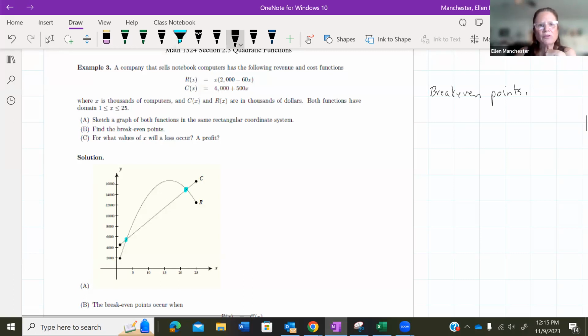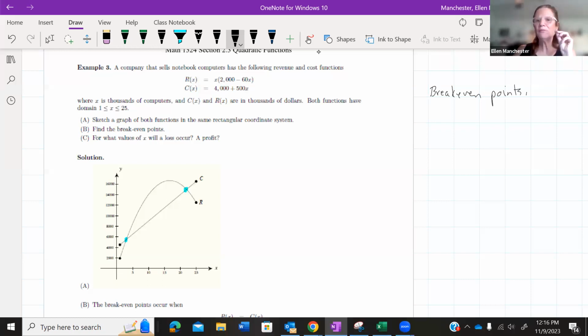So what we have here is the parabola is the revenue function, okay? And the line is the cost function. The break-even points are when the revenue and the cost are equal. And we talked about that on Tuesday. So break-even, you will hear that term a bunch. That is when the revenue and the cost are equal. So as you know, when something is equal, they cross each other. So that's where these two lines or these two graphs are crossing, is at the break-even points.